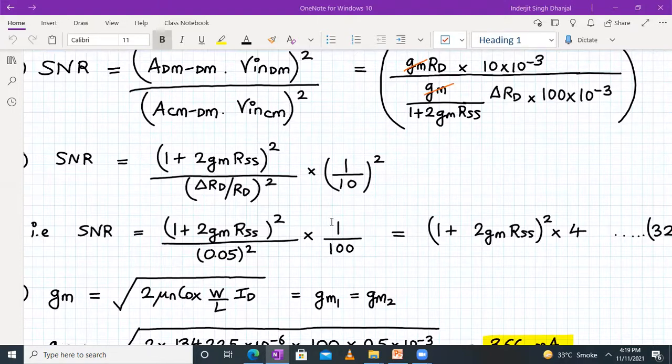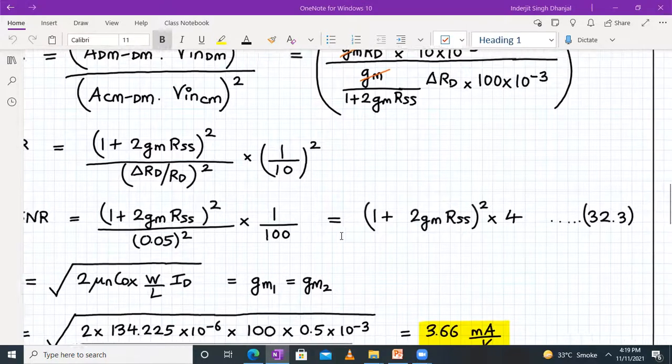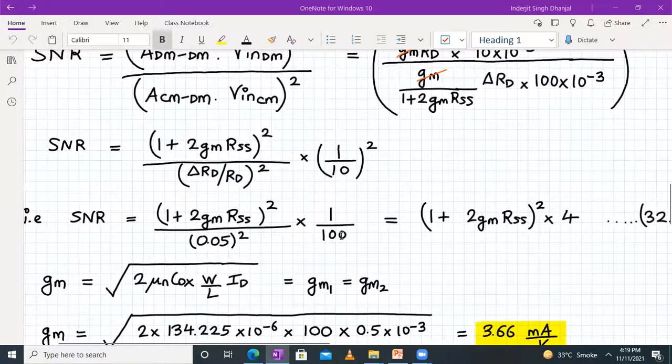Okay, so that comes out to be 0.05 squared into 100. In the numerator, you will get 4. So SNR will be 1 plus twice GM RSS, the whole square, into 4. We call this equation 32.3.